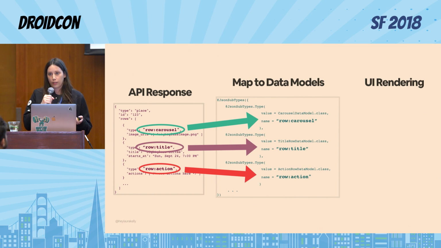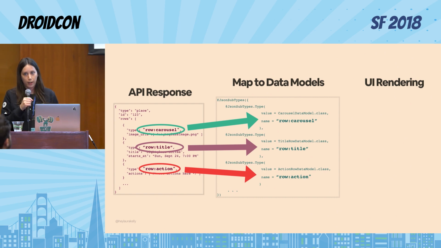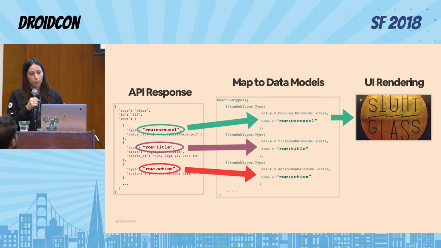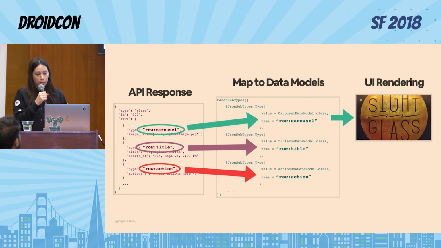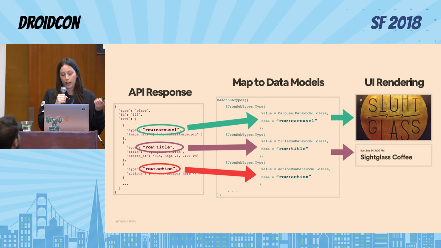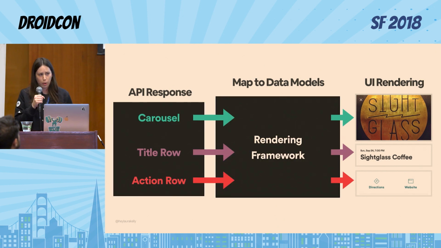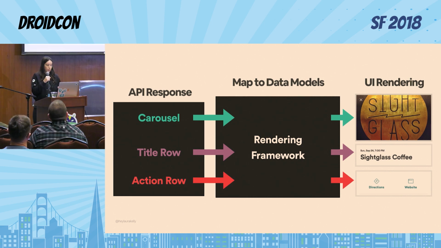So once the client parses the API response into data models, they're then sent to the rendering layer and parsed into actual components rendered on the screen. So here we've got a carousel row, a title row, and an action. And this is fundamentally how it works on iOS and web as well. We just have an API response with some components. They get passed to the rendering framework and parsed into data models. And then those data models are mapped to a UI component.